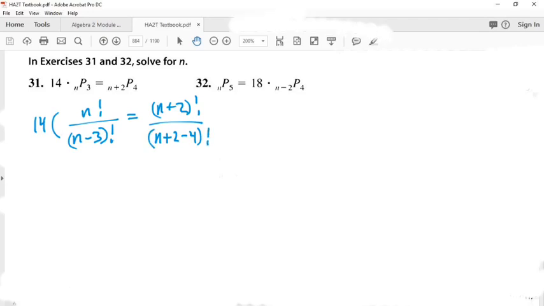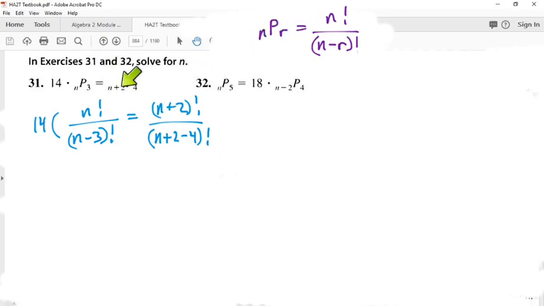Guys, remember this formula. If you had N permutation R, that equals N factorial over N minus R factorial. So I'm just plugging this stuff into this formula. The N right here is N plus 2, so that's why there's an N plus 2 factorial up top. The N minus R on the bottom, the R is 4, so it's N plus 2 minus 4.